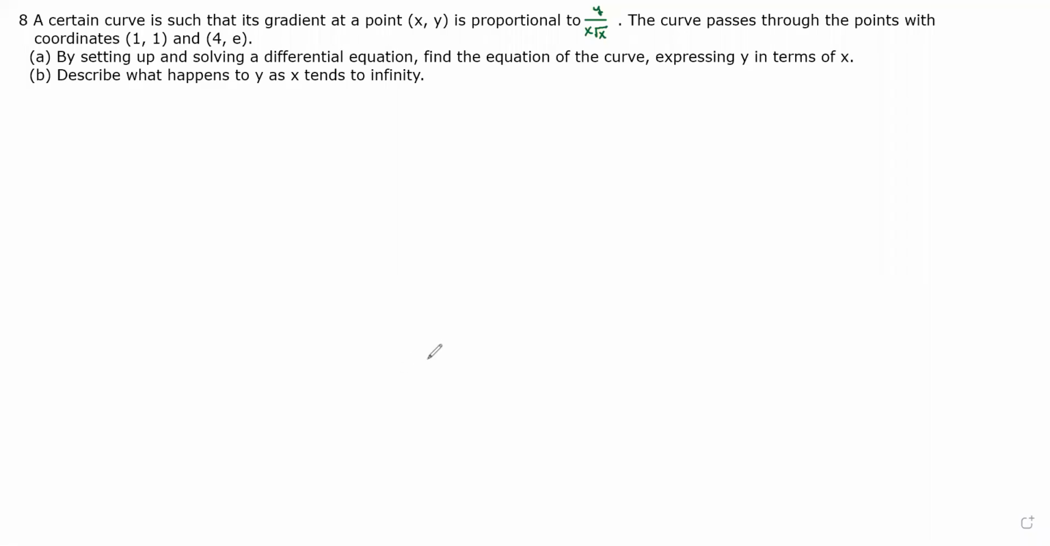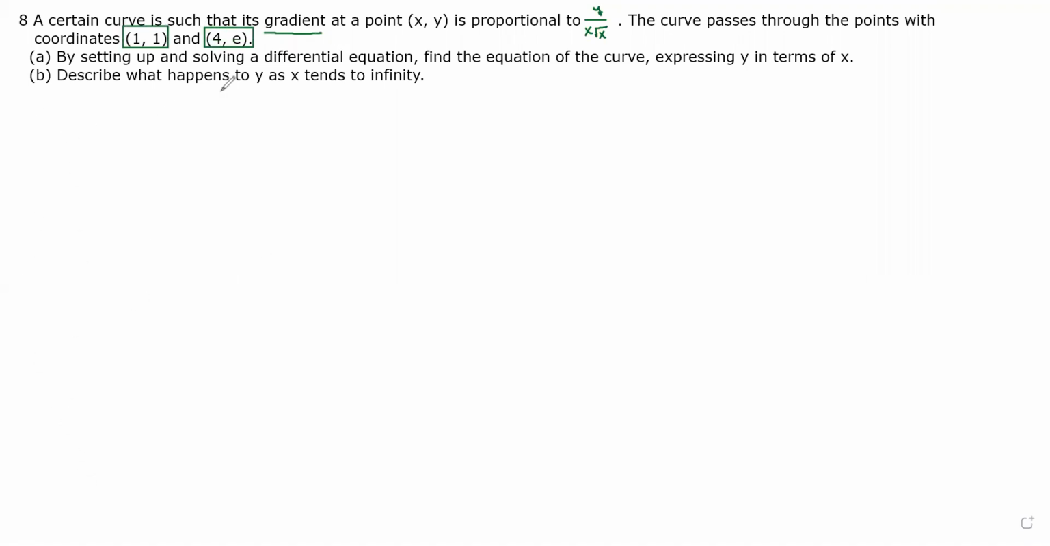We discussed question 8 of A-Level Pure Mathematics 3, Paper 3, in May and June of 2020. A certain curve is such that its gradient at a point is proportional to y over x square root of x. This gradient means that the derivative dy/dx is proportional to y over x square root of x. The curve passes through the points with coordinates (1, 1) and (4, e).